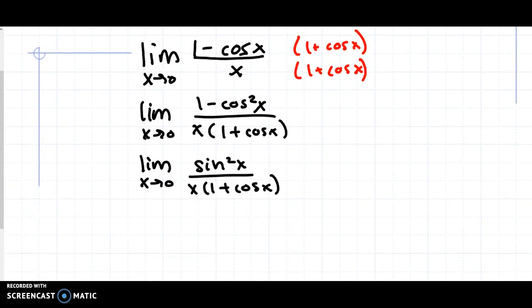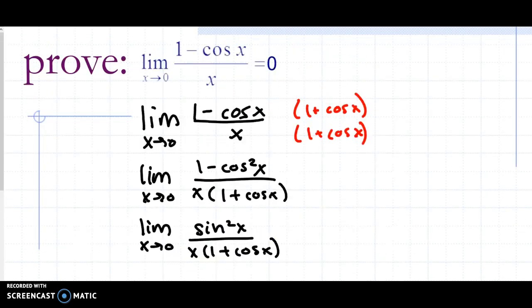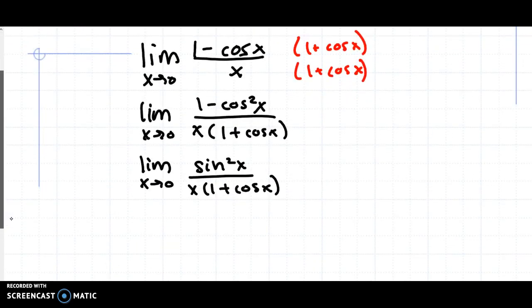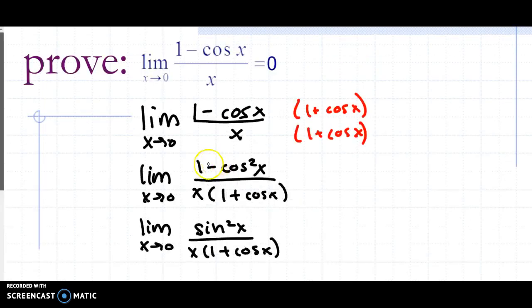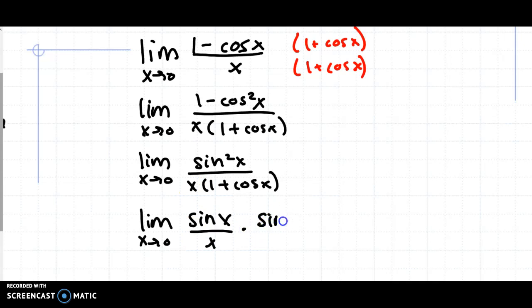Now, remember, we want to use this special trig limit so that at the end, we can replace something with 1. So what I'm going to do next, I hope you follow along, is split up this sine squared of x. I'm going to have the limit as x approaches 0 of sine of x over x times the second sine of x, and I still have this in the denominator as well.